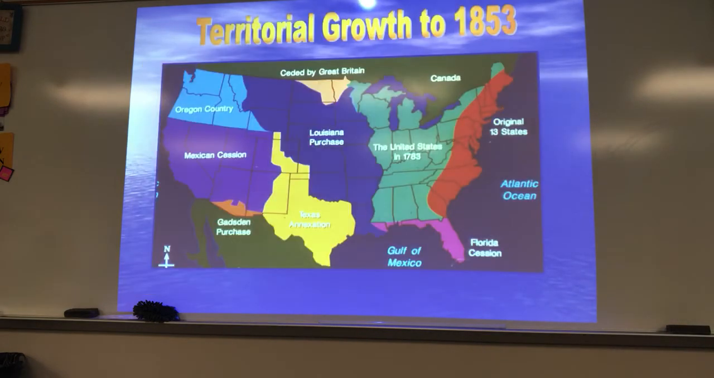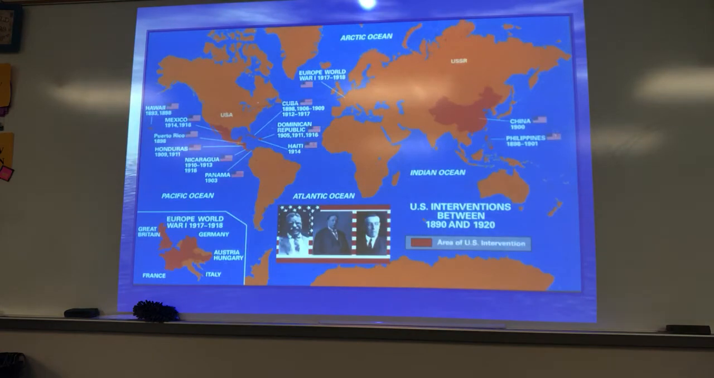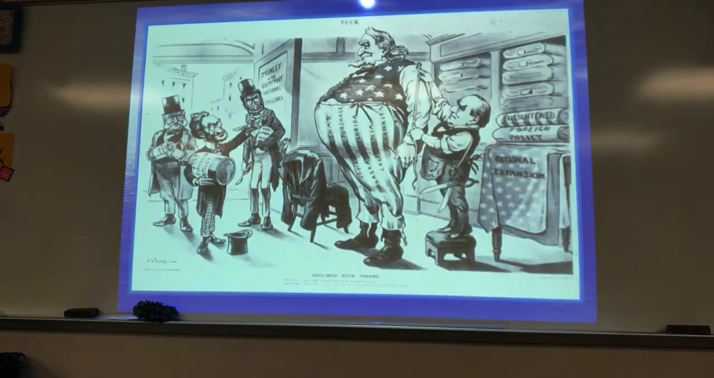Okay, so we talked about earlier that as we move into these new territories, we moved here and these became states. But when we go overseas to these areas, are they going to become states? No. They're going to be territories or just colonies of the United States. So our progressive presidents are also going to be our imperialistic presidents.